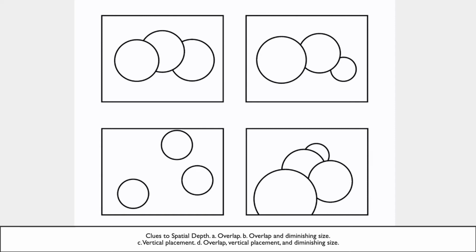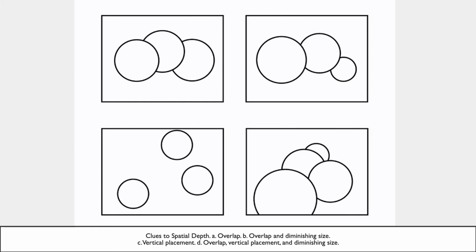So in the top left, you see just overlapping, such that the circle on the right seems like it's further away from us than the circle that's on the left. And that's also true in the picture in the top right. The larger of the circles on the left looks like it's closer to us, and the circle that's all the way on the right, it's both overlapped by the other circle and it's smaller, so it has more of a sense of being further away from us.